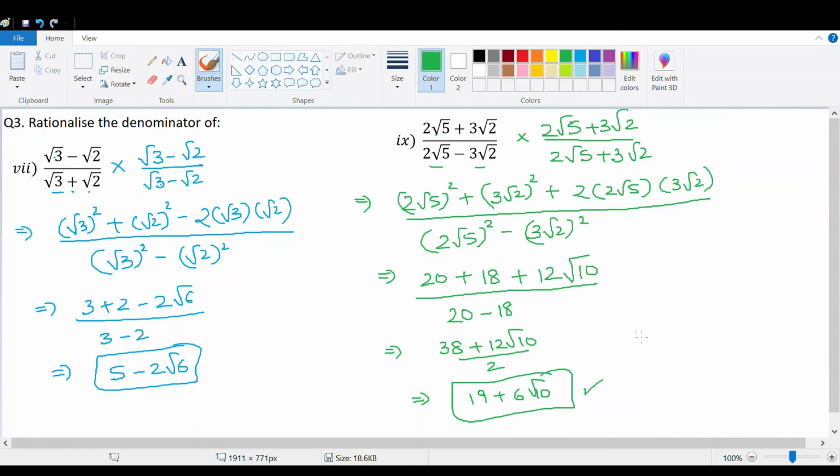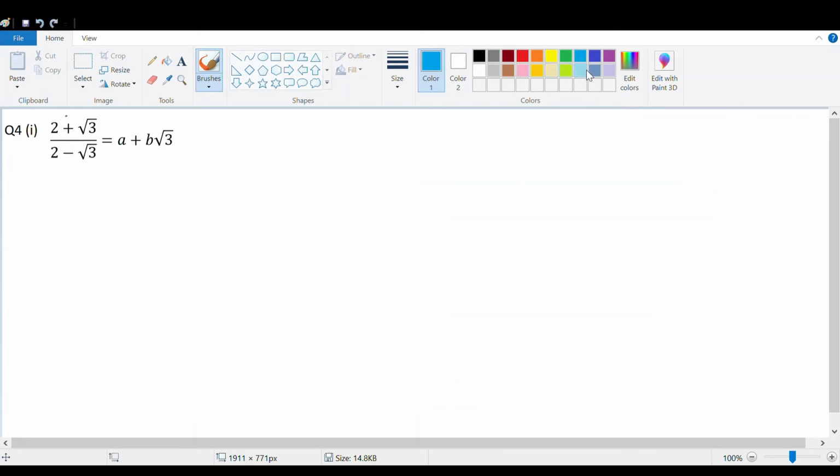Correct. Let's look at the next question. I hope you're getting the hang of it. It's basically the same thing that we've been doing, just in slightly bigger numbers now. So let's look at the next question. The next question we do is question number 4, part 1. It says find the value of a and b in this question.